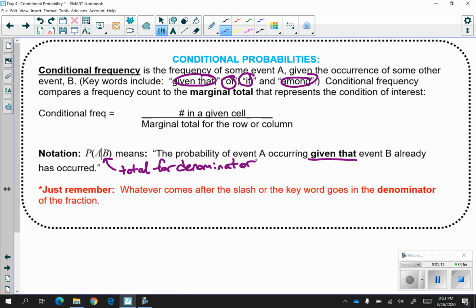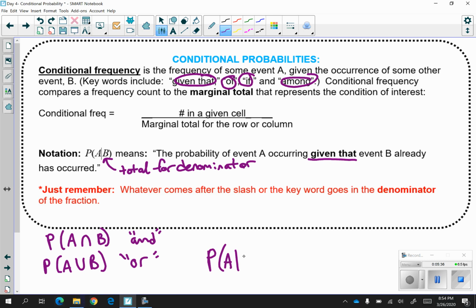So now you have three different symbols to remember. You have the symbol of A and B for and probability, the intersection. You have the probability of A union B for or probability. And now we have the probability of A given that B has already occurred. So this is A given B. Or on the flip side, if you have B given A, it's just that your conditions have reversed.